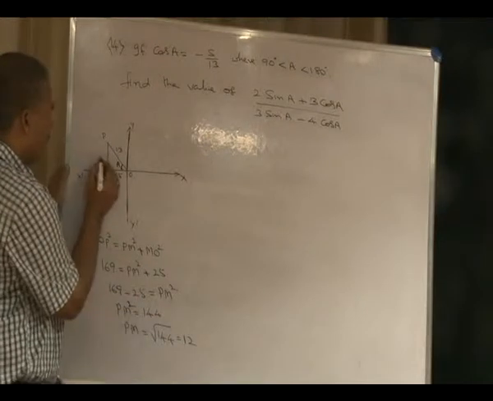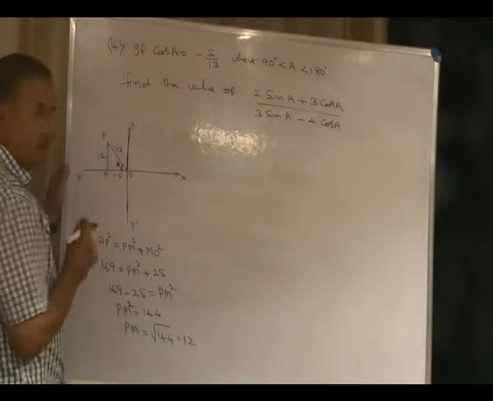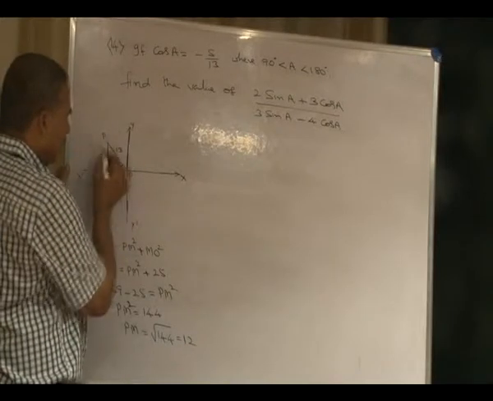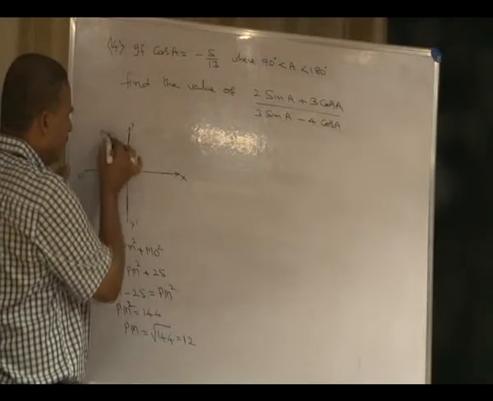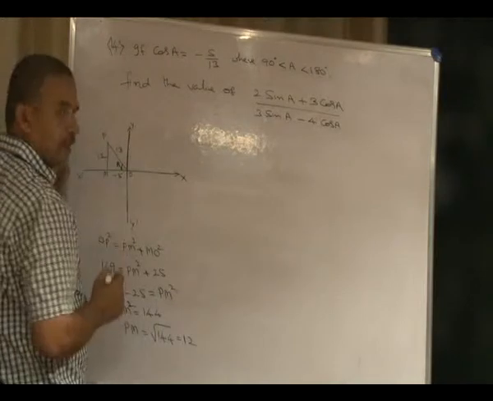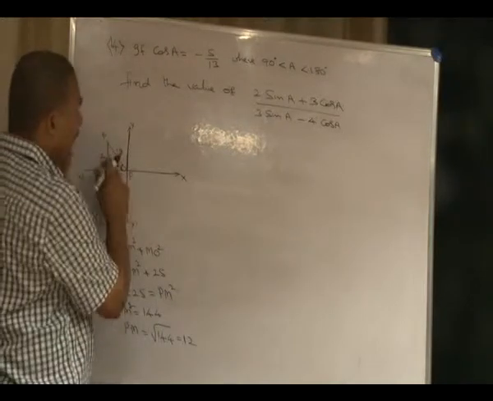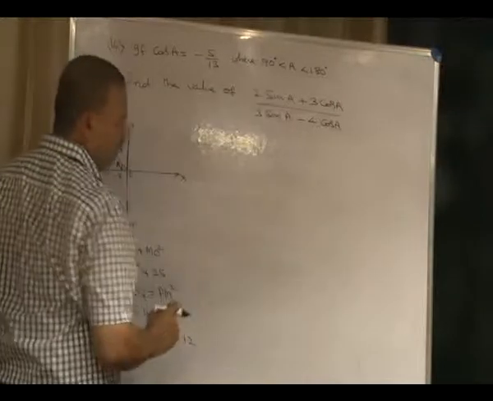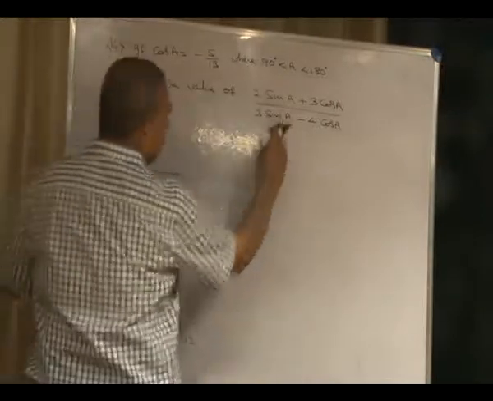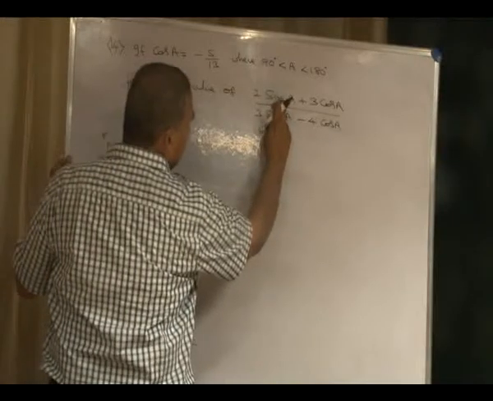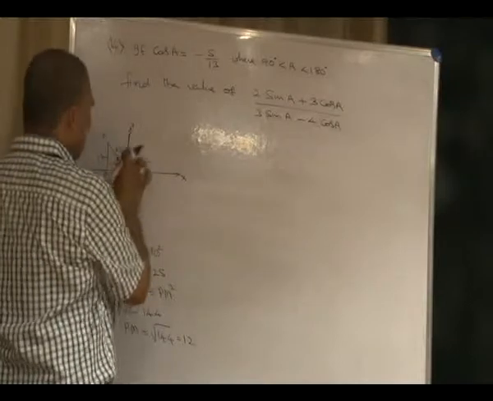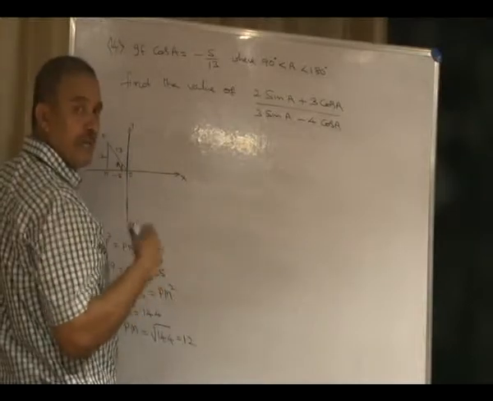The value of the opposite side of angle A is 12. Here the adjacent side is minus 5, the opposite side is 12 and the hypotenuse is 13. From this right angle triangle, write the value of sin A. In the given expression, there are two trigonometric functions, that is sin A and cos A. The value of cos A is given. Using this triangle, write the value of sin A.